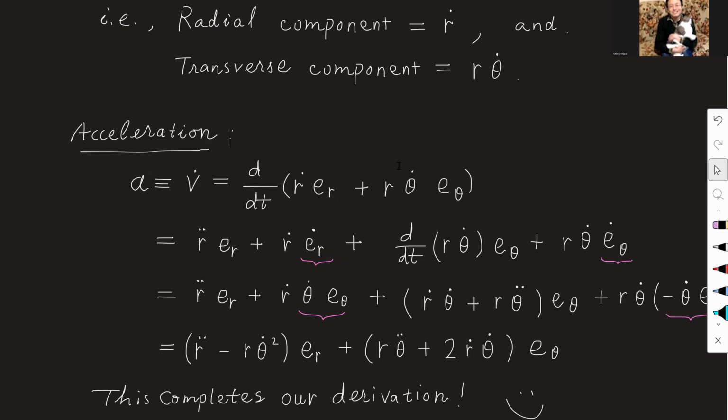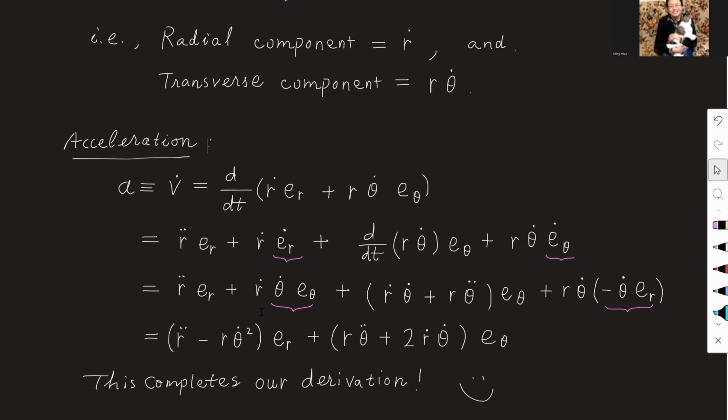For these two terms, we apply the product rule separately. The e_r dot can be replaced by theta dot e_theta. And now it is just a matter of collecting terms, and we can get the components of the acceleration. So the radial component looks like r double dot minus r times theta dot squared. And the transverse component looks like r theta double dot plus 2 r dot times theta dot. And this completes our derivation.